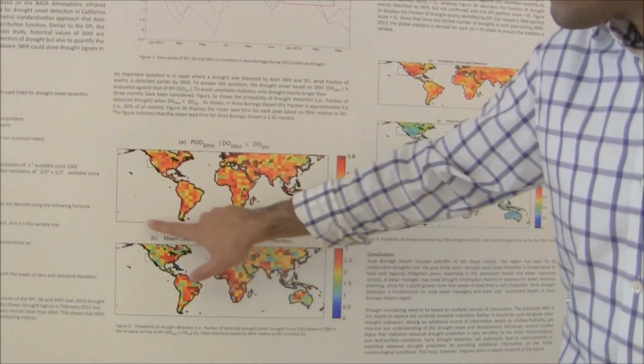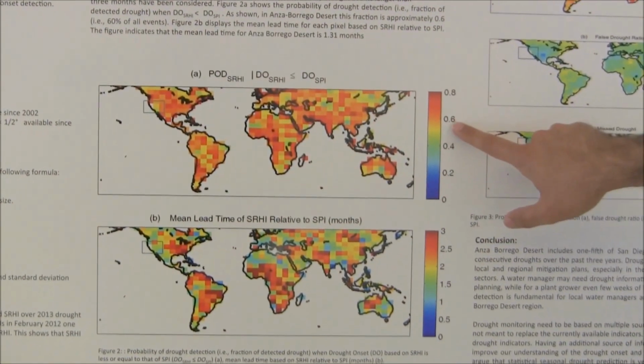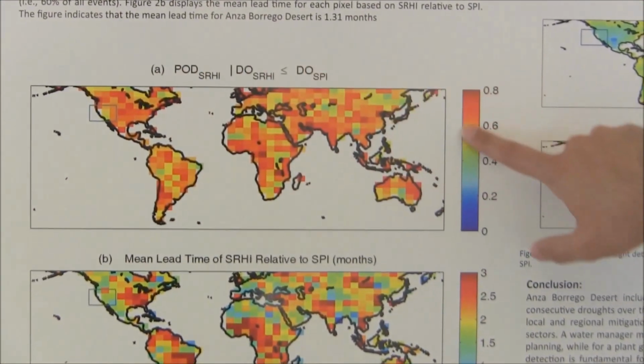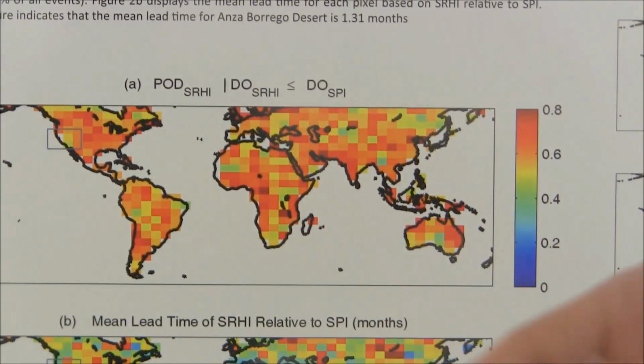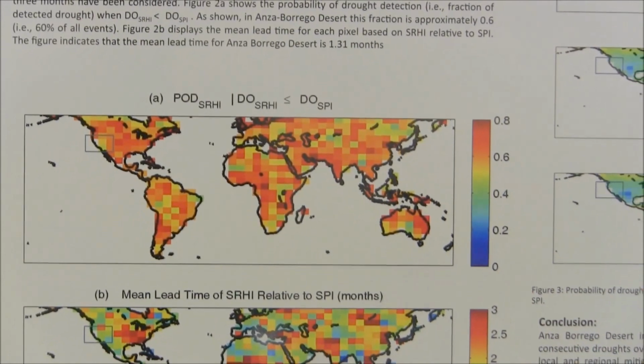The idea came from the relationship between precipitation and relative humidity, using the hypothesis that relative humidity could detect droughts earlier. The reason was that we're not expecting precipitation when we have low relative humidity. I looked at not only California and Anza-Borrego, but also the entire world. This shows that in around 60% of all the events around the world, we could detect the drought earlier with relative humidity than precipitation, earlier or at the same time.